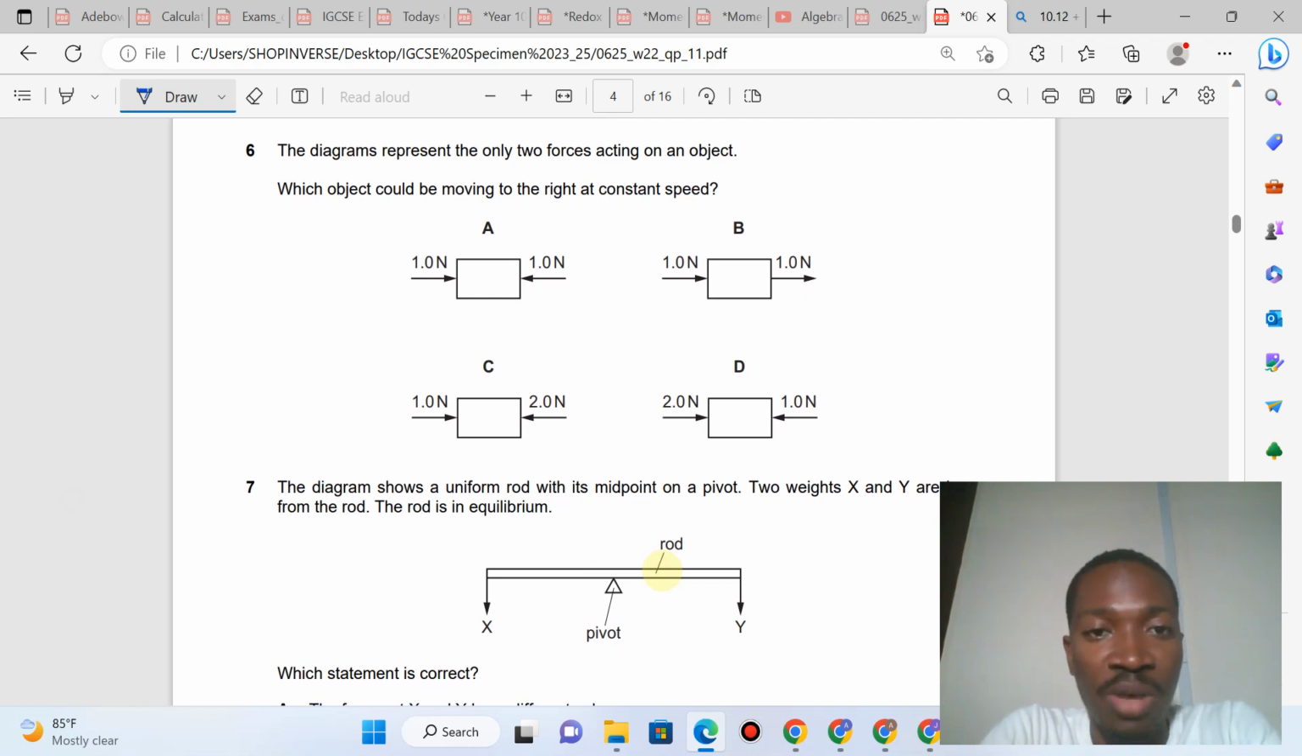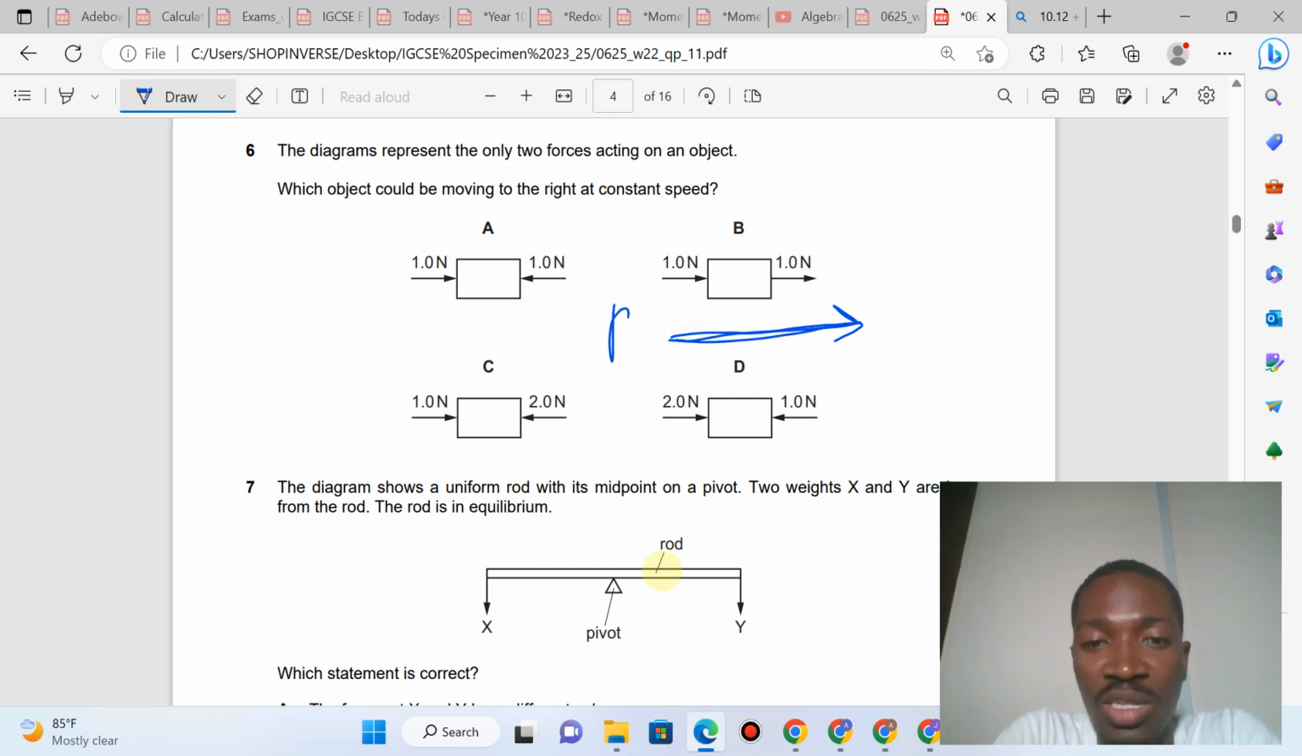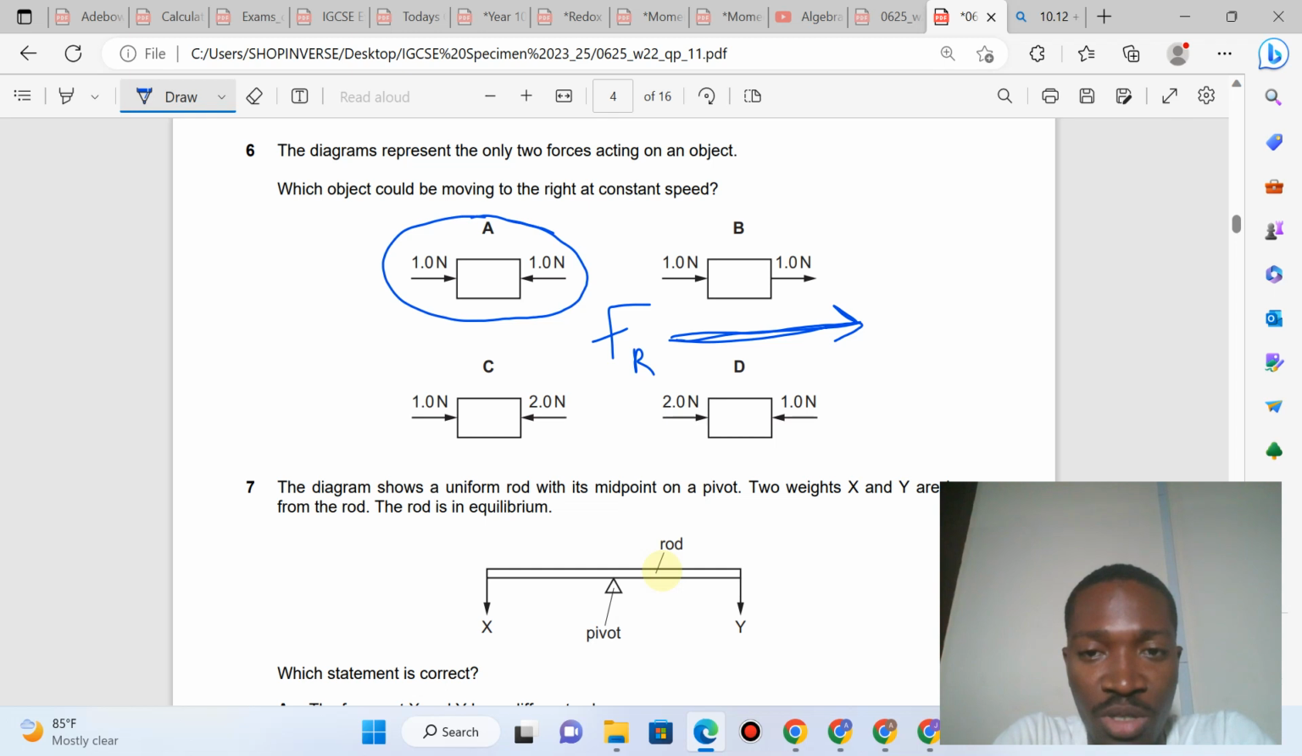Question 6. The diagram represents two forces acting on an object. Which object could be moving to the right at constant speed? For an object to be moving to the right, the resultant force must be acting towards the right. So in which case do you have the resultant force to the right? In option A, the force to the left and the force to the right are balanced, they are equal, so the object stays at one position.